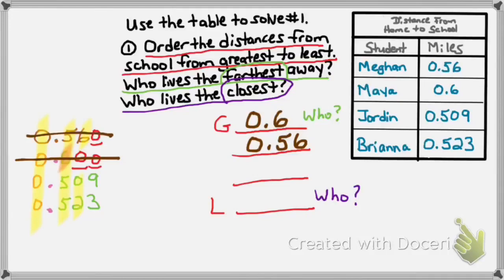I go back down over here to look at my last two numbers, and we said the 5s weren't good, but 0 and 2 are different, and I can compare 0 and 2.